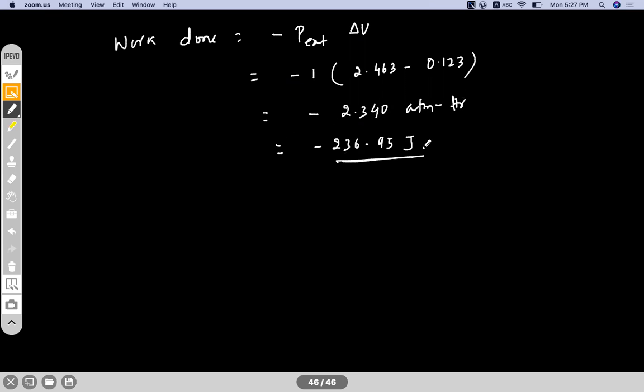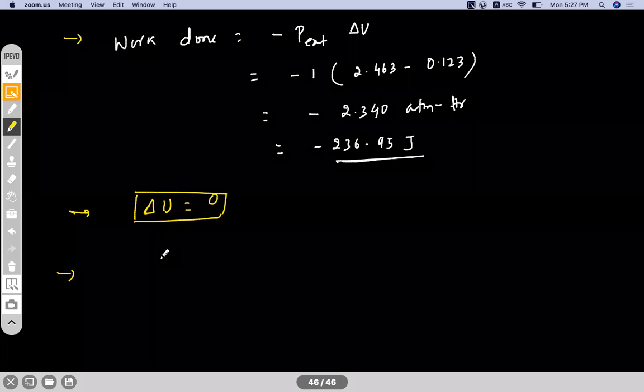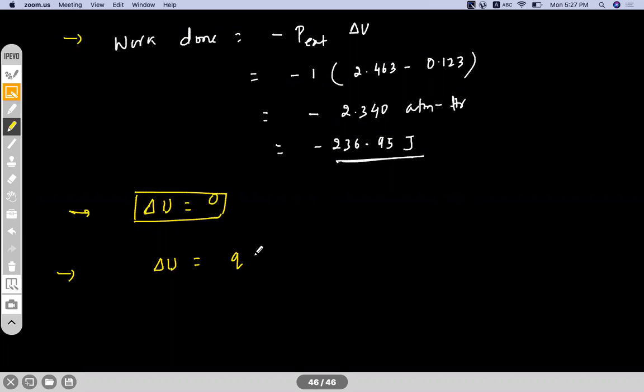Okay, we need to find out delta U. Since in the question it is given that it is an isothermal process, delta U for isothermal process, we know it is 0. And then we can find out delta Q. It is expansion, so work done by the system. Okay, so delta U is equals to Q plus W, we can write. We can substitute the value. So Q is equals to plus 236.95 joule.